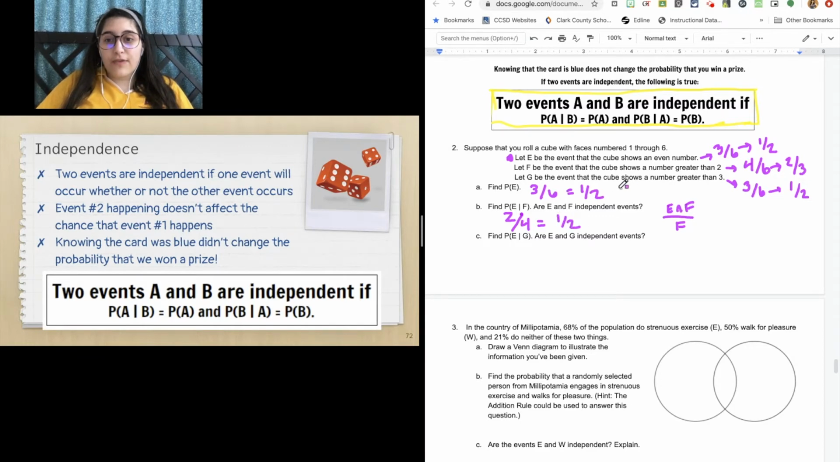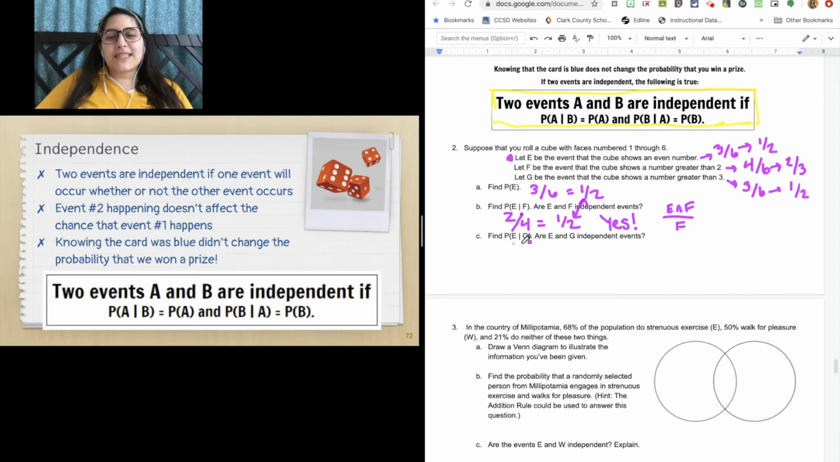1/2. So notice that I have the same number here, and here. So me adding the extra restriction or giving you extra information that the dice or the cube that you rolled had a number greater than 2 didn't change the probability that I would get an even number. So these are independent because the probabilities here are the same.